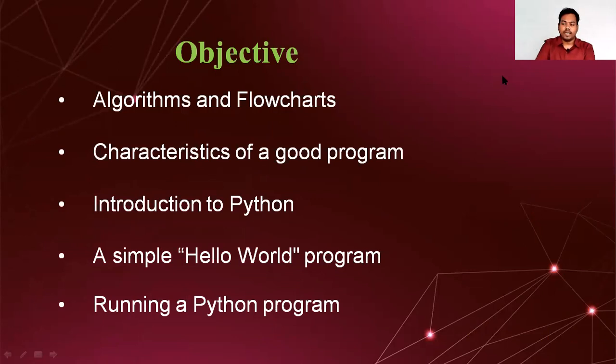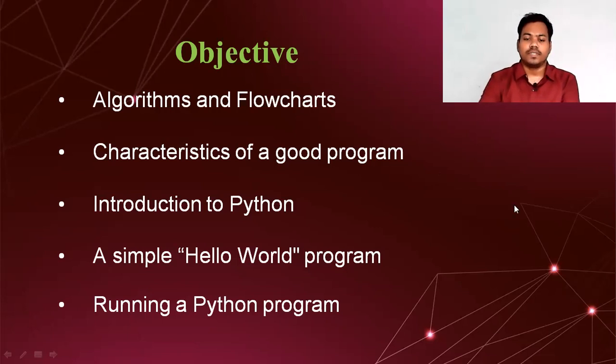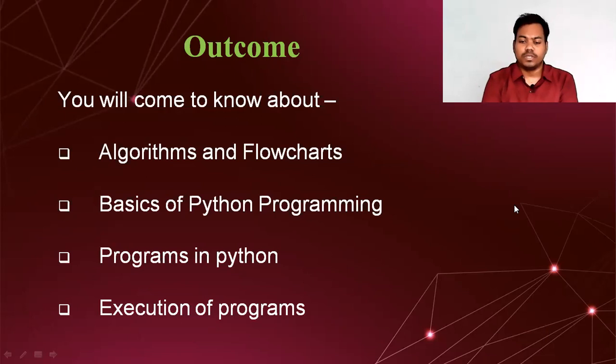Algorithm and flowcharts, right? First of all, we will cover algorithm and flowcharts, then characteristics of a good program. What all things matter when we write any program, and how it will be called a good program? Then the introduction, a simple program like the Hello World program, and then how to execute the Python program. All these things we will cover. After this lecture, you will come to know about algorithms and flowcharts, how the flowcharts are, and how to prepare a full flowchart for any program.